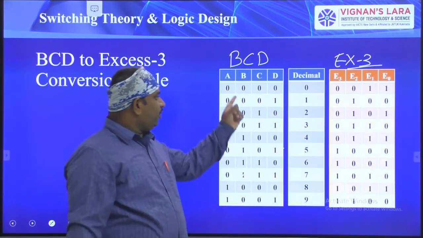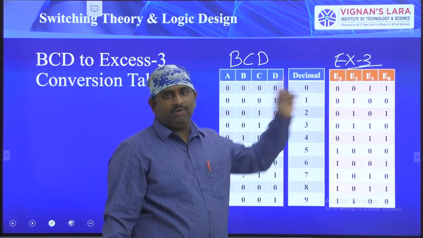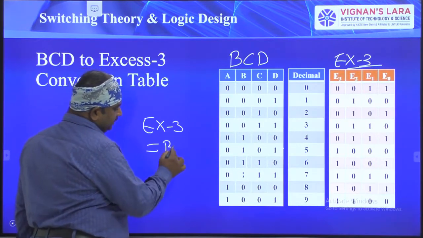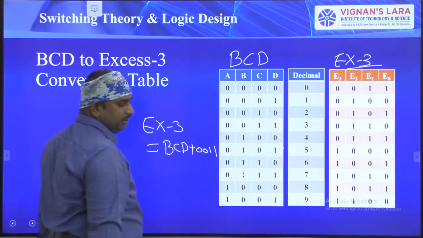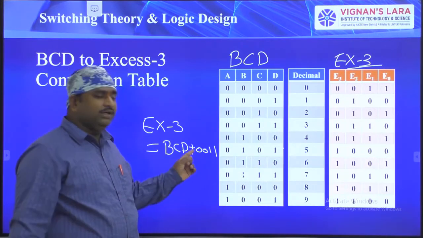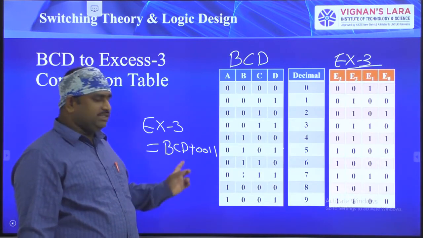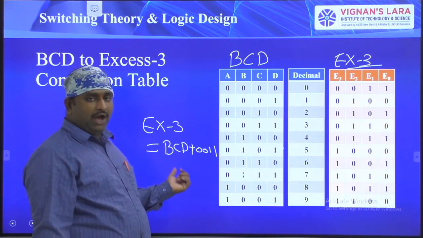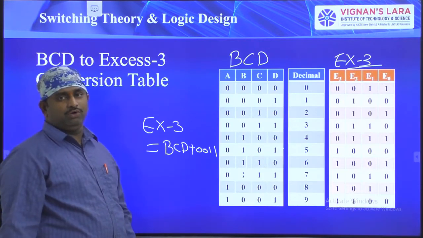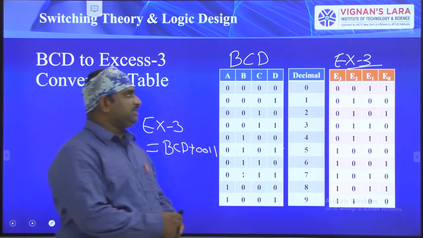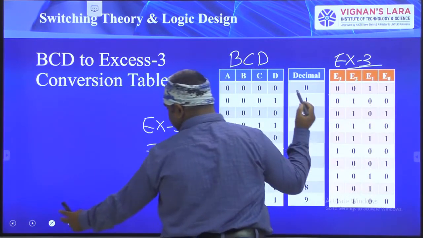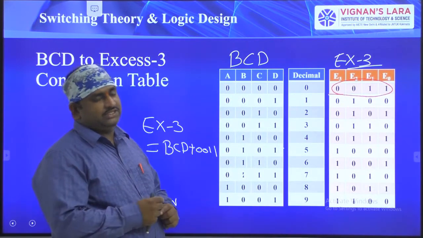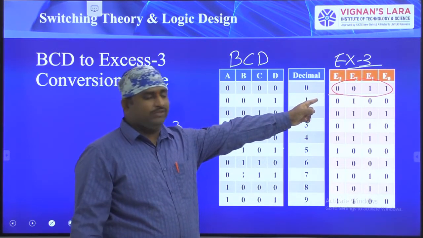For example, for the 0, we have to write the equivalent XS3 number. How do we get the XS3 number? XS3 number is equal to BCD plus 0011. That is nothing but adding 3 to the BCD information. So if you need the 0 value in XS3, you add 0 plus 3, which gives 3. So the 0 equivalent number in XS3 is 3, that is, in XS3 we represent the 0 with 0011.